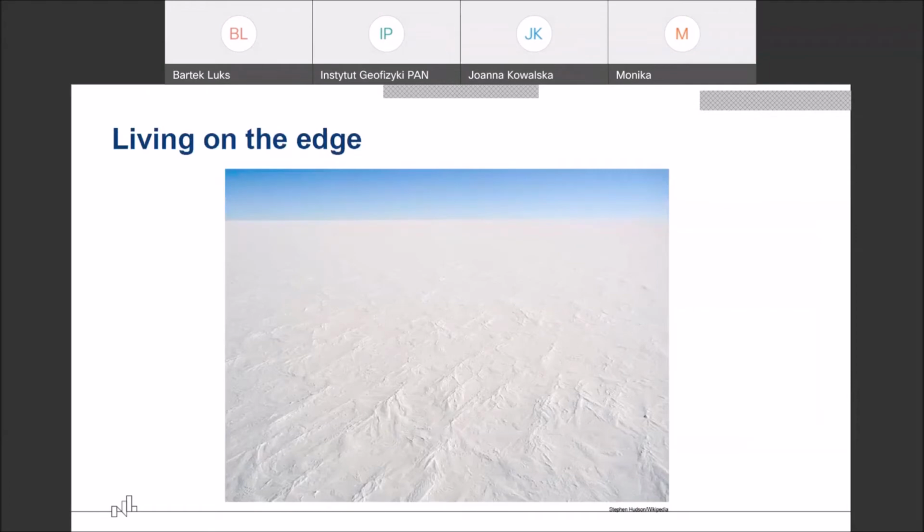Okay. And how is it? As I said, I'm a glaciologist, but for the past few years, I also work with biologists, as it's really interesting to see what's happening in the ice and life. There's blooming life on the glaciers and ice sheets, but for most of these organisms, it's living on the edge, living in extreme conditions.